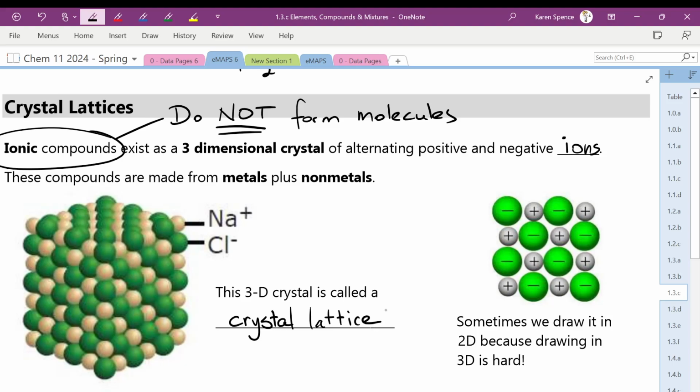What do you notice about the positive sodium? What is it attached to? It's attached to green chloride, green chloride, green chloride, and green chloride. So the positive ion is surrounded by negative ions. In the middle of this thing, I have a negative ion, and it is surrounded on all sides by positive ions. Why do they do that? Why do they arrange themselves with positives beside negatives? Tell your partner what you think. Why does the positive have to be beside the negative?